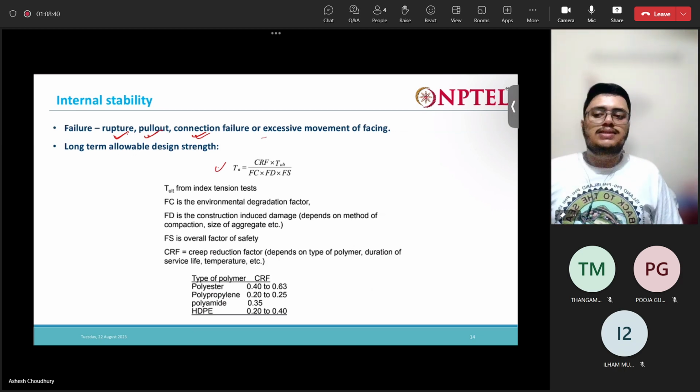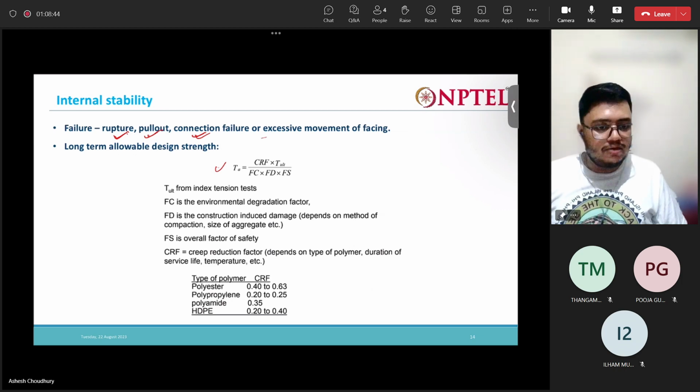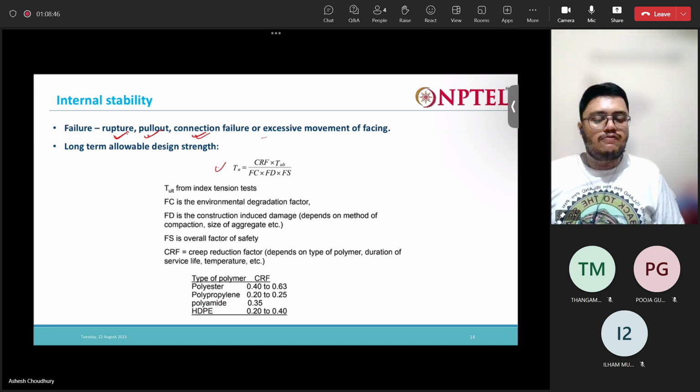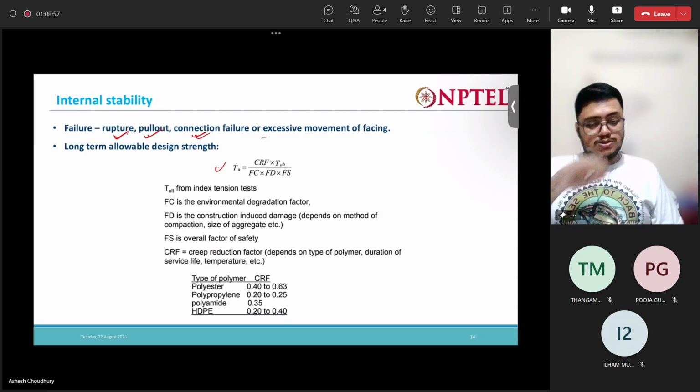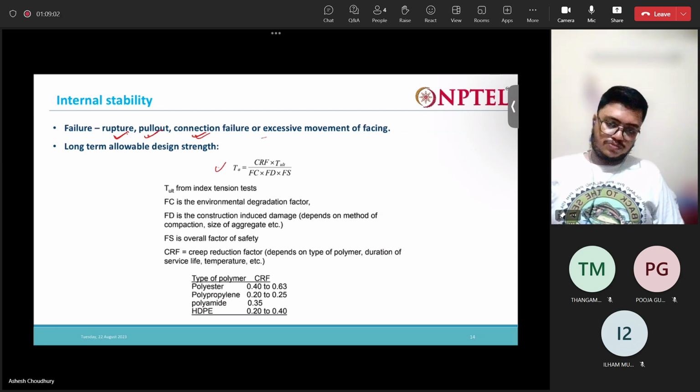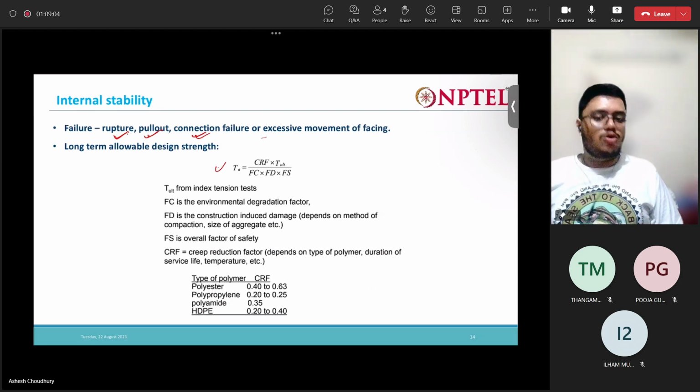Then, while placing the reinforcement in the site, in the field, you might damage the reinforcement, isn't it? That might affect the strength. Then there will be creep. So creep means what? Creep means deformations under a constant load, right? So that will be affecting the tensile strength of the reinforcement.